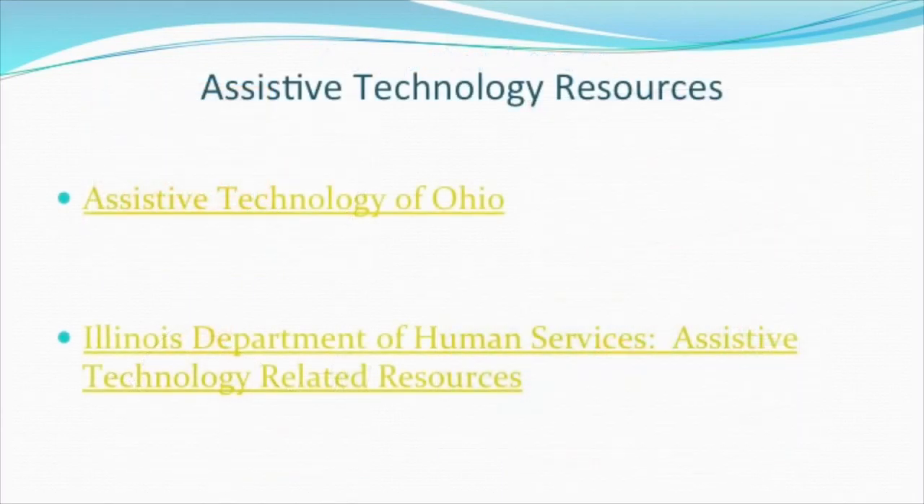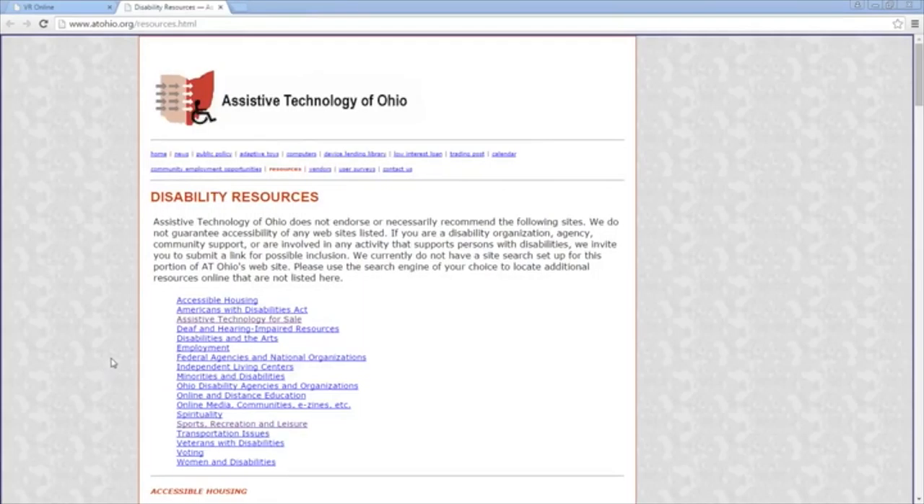In the web portal, you will see assistive technology resources, and these are two of them. So we have Assistive Technology of Ohio. Go to that website. This website has resources for people with disabilities, including technology and including other areas as well. Like they have assistive technology for sale, there's resources for accessible housing, for sports and recreation and leisure, for voting, so it includes not only assistive technology, but also resources for other areas for people with disabilities.